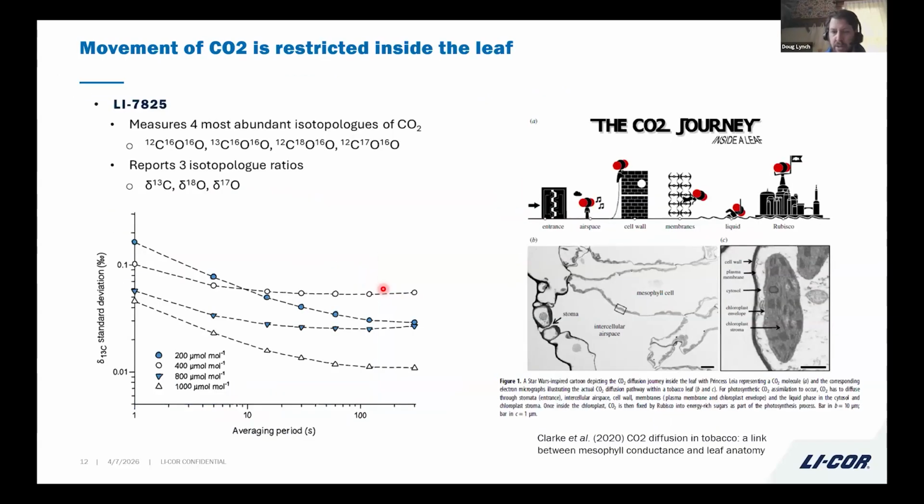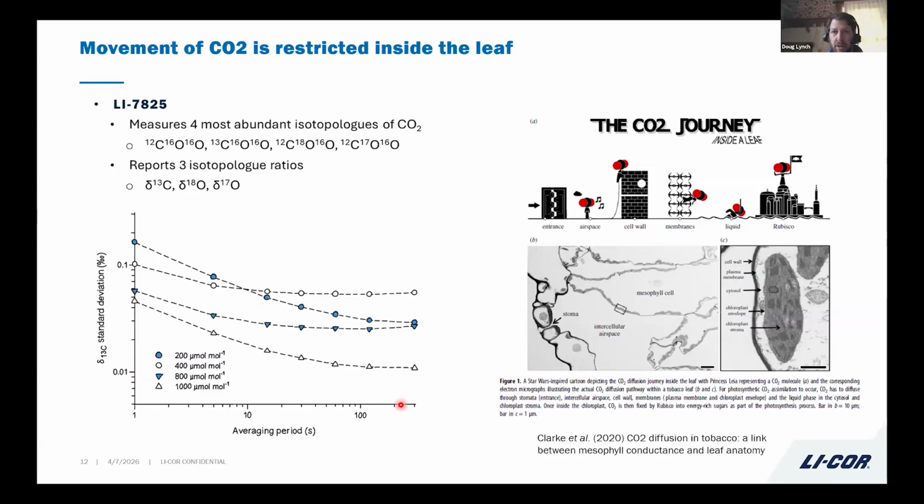Moving on to the carbon isotope discrimination, the LI-7825 is able to measure the 4 most abundant isotopologues of CO2 noted here. So we're measuring the major isotopologue, 12CO2, and then 3 of the minor isotopologues, the CO2 that has a heavier 13 carbon, and then the 2 heavier oxygens, 18O and 17O, are also being quantified. And this plot here is showing at a few different CO2 concentrations, our noise or standard deviation in that reported delta 13C measurement, again, as a function of averaging time.